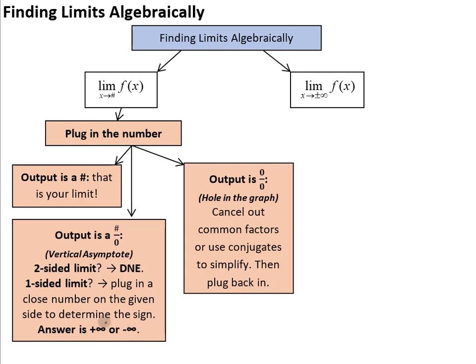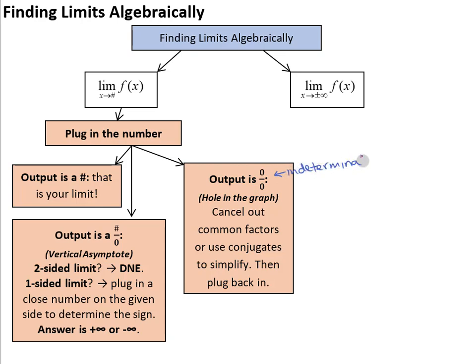And the way you tell, again, is to plug in a number very close on the correct side. So if you're doing positive 2, plug in 2.1. If you're doing as x approaches 2 from the negative side, plug in 1.9, right? So that would be just left of 2 on the number line. Anyway, our last case is what happens if I get 0 over 0. This is called indeterminate form.